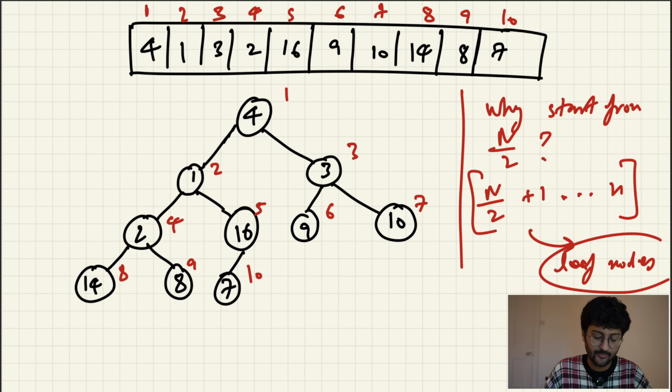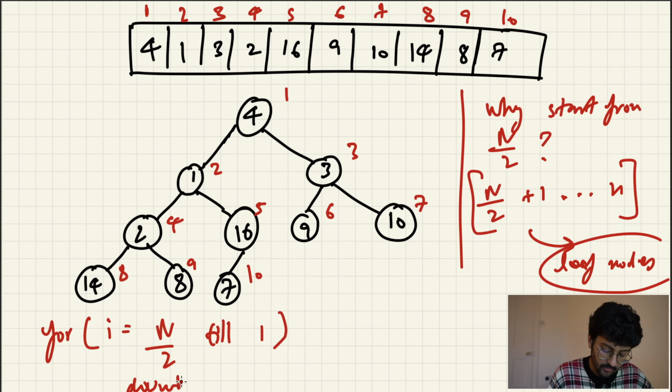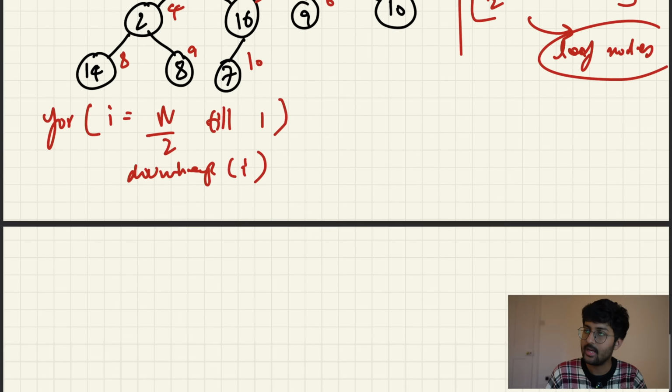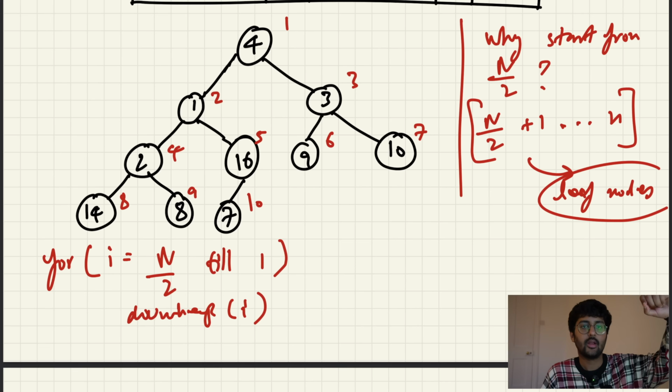Obviously I don't have to check the leaf nodes because there's nothing to check. So for every node from 5 till the root node, so indexes 5, 4, 3, 2, 1, for index equal to n by 2 till 1, do down heap of that index and the question is solved. For index 5, do down heap. For 4, do down heap. Why? Because that's what a max heap is. Every node is greater than or equal to all of its children.